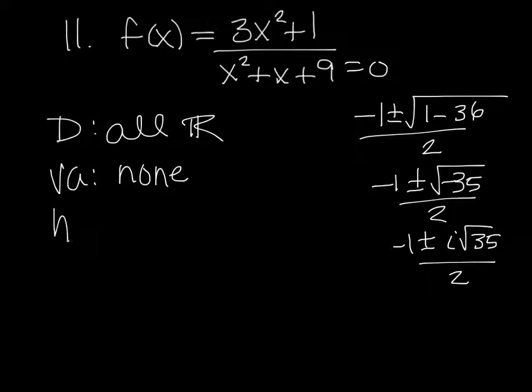Okay, horizontal asymptotes on the other hand, if we look at our exponents, we've got a 2 and a 2. That means they are the same, so I take what's in front of them and divide them. So y equals 3 over 1, which is just y equals 3.